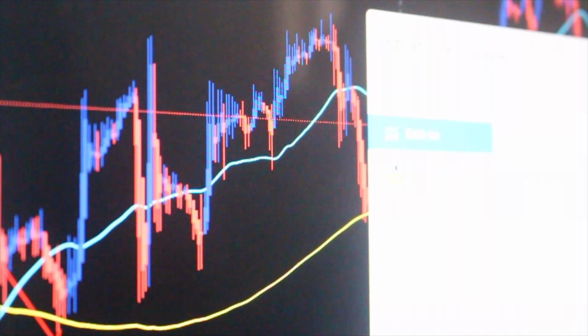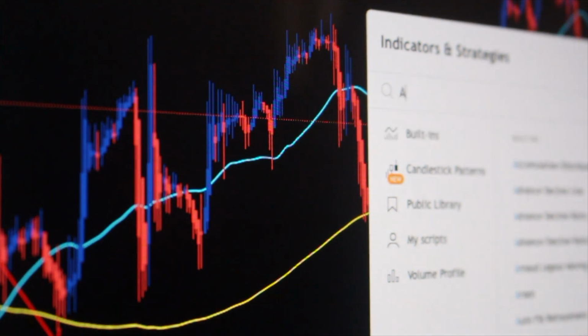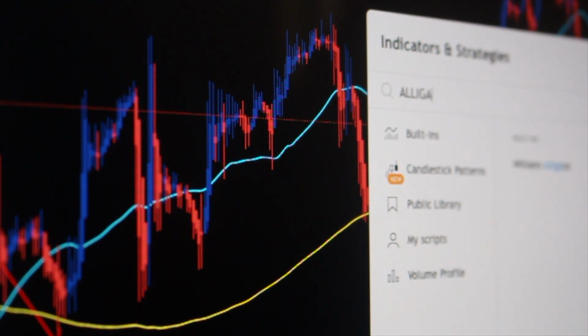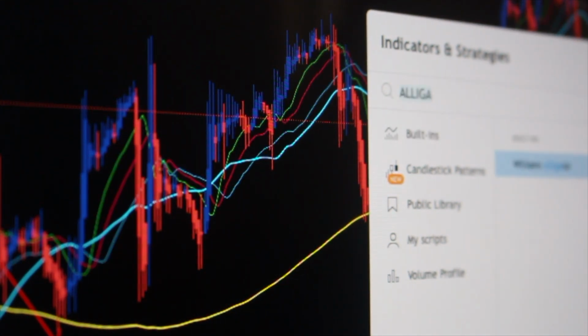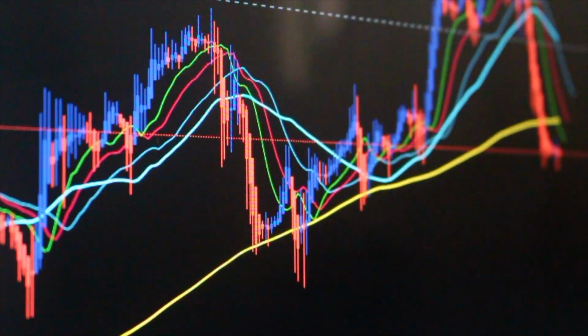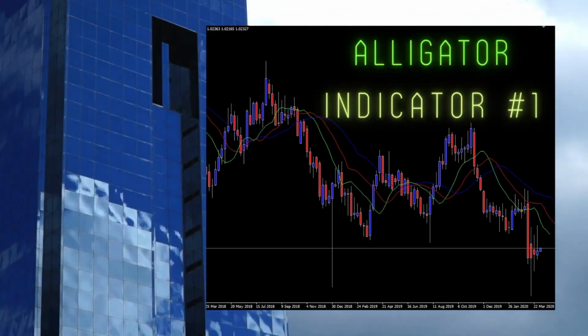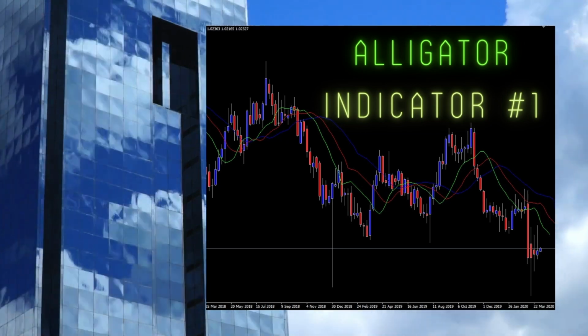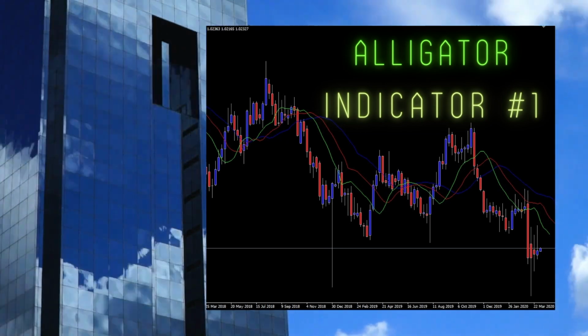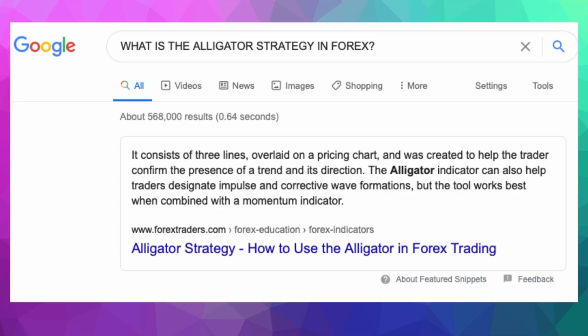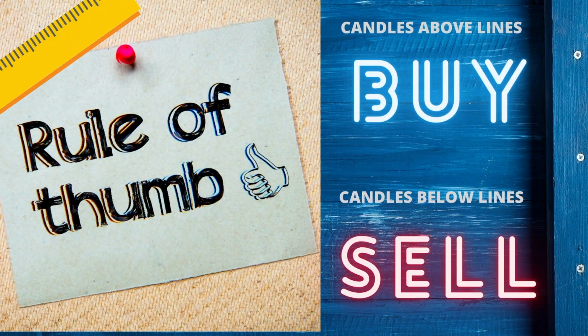All right, guys, so we are here on our first indicator, one of three. This is actually one of my favorites. This is called the Alligator Indicator, otherwise known as the Williams Alligator. People use this as an indicator and a strategy. If you do not know anything about this, just do a quick, simple Google search, what is the Alligator strategy in Forex, and you can have that down to a T. But I want you to focus on the rule of thumb.